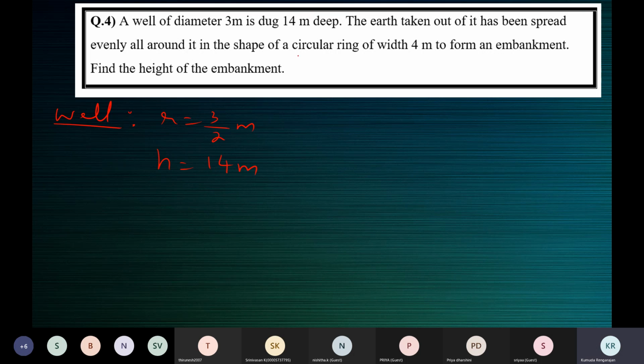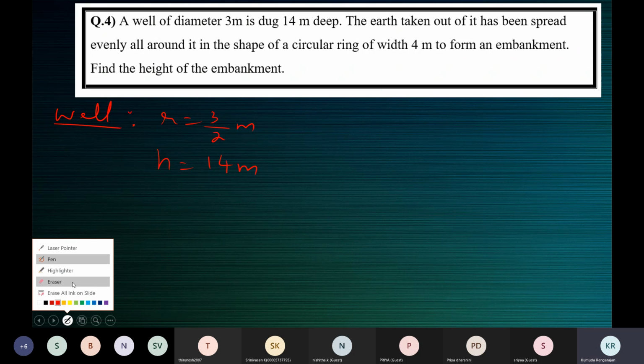Okay, so we've written about the well. Let's write about the embankment. You don't have to write this, children. I'll show you the answer slide.